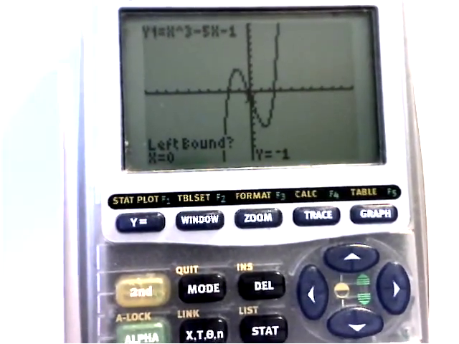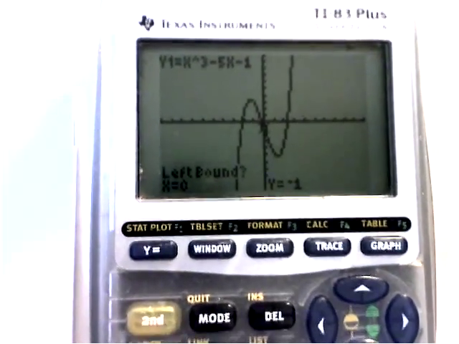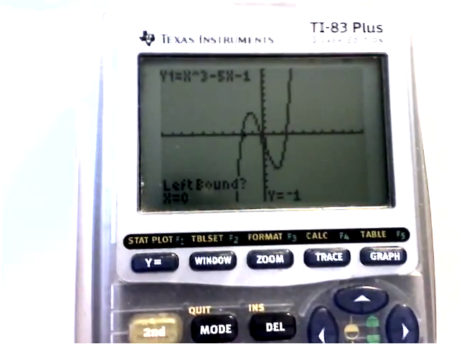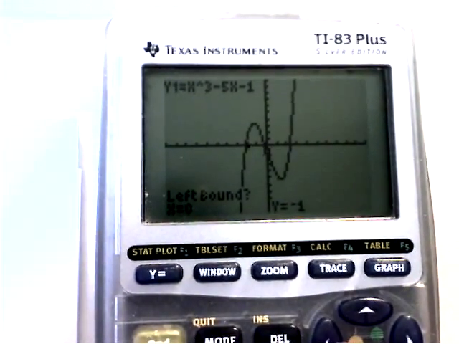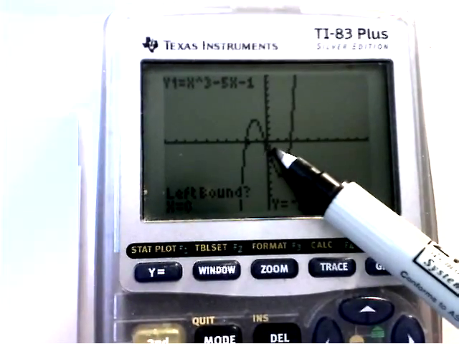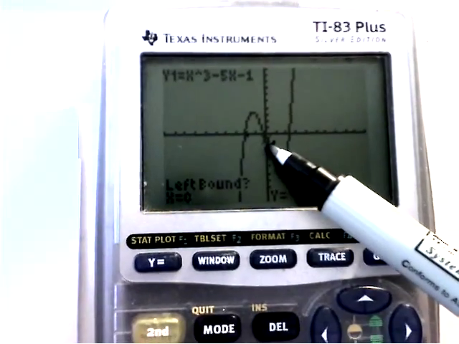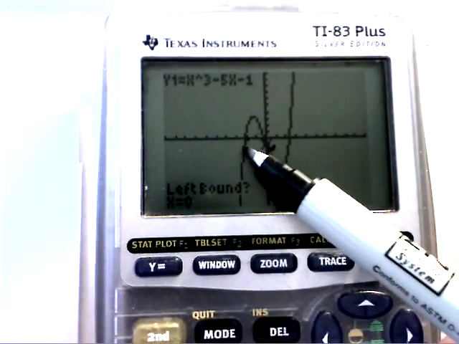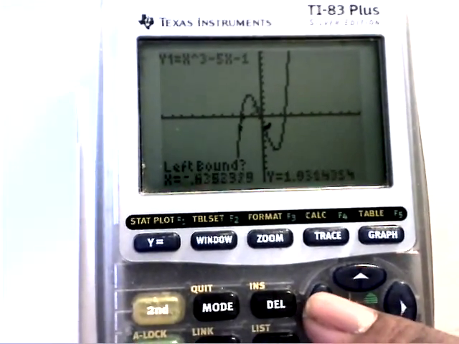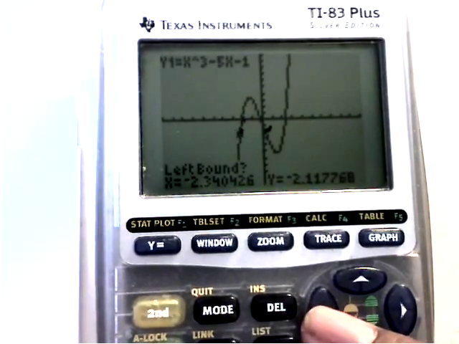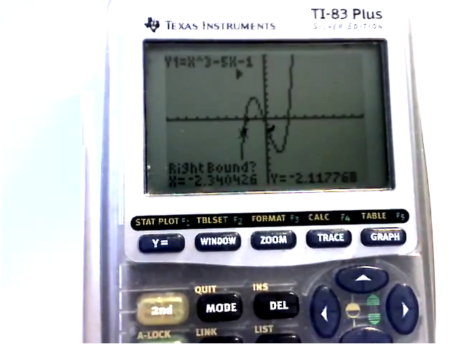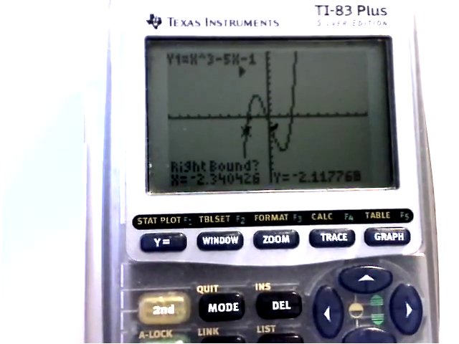And you should get this message that says left bound. We're finding the one on the left-hand side. So what we want to do here is position the blinking cursor somewhere on your screen below the first x-intercept. We're going to use our left arrow key to position the cursor below the first x-intercept. Once you've done that, press enter. And then you should get a message that says right bound.